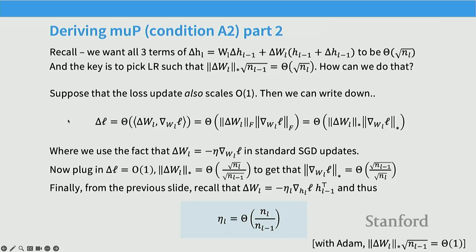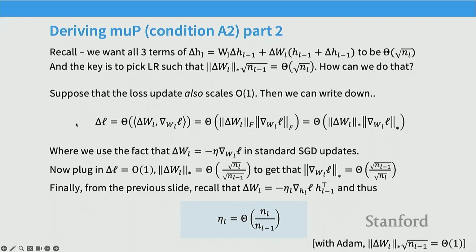If our learning is well behaved, then after a single gradient step, the change in the loss, delta of L, this quantity has to also be big theta of 1. And why is that? Because we don't want the decrease in our losses to blow up or go to 0 as the width goes to infinity. We want our improvement in losses to remain roughly the same order of magnitude no matter how big our models get. That's a stronger assumption than what we've had before.